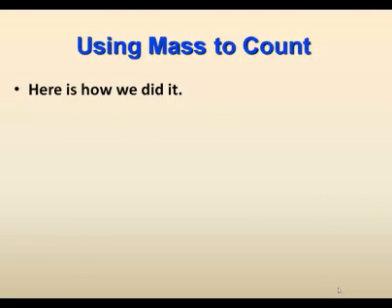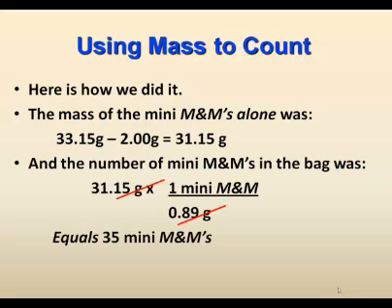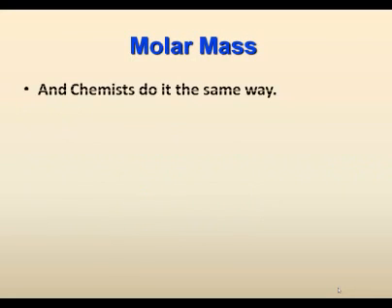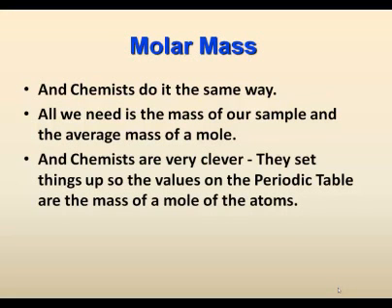Okay, here's how we did it. And my guess is some of you have already done it. The mass of the mini M&Ms alone was, subtract the mass of the bag, and you get 31.15 grams. And the number of mini M&Ms in the bag was, well, just divide by the mass of one M&M and you get 35. That's how it's done. Chemists do the exact same thing. But we need to use the mass of the mole of our sample, and we're going to use an average mass of a mole.